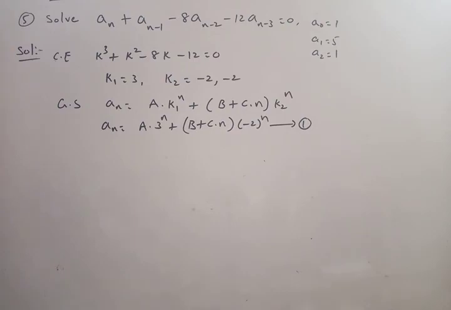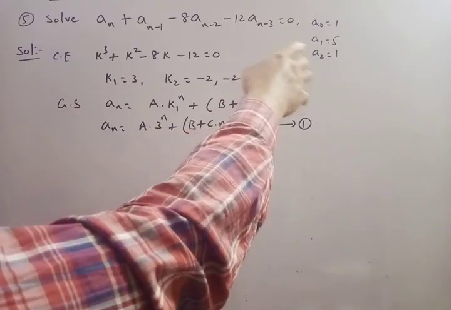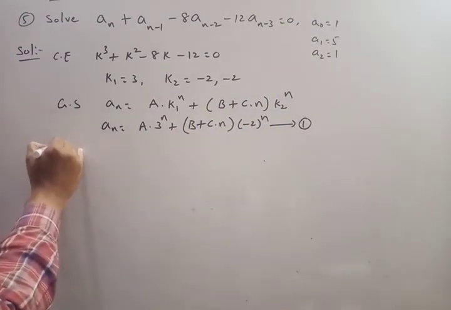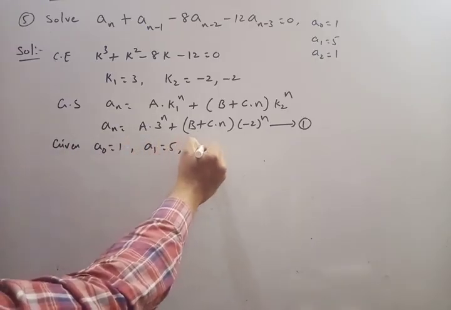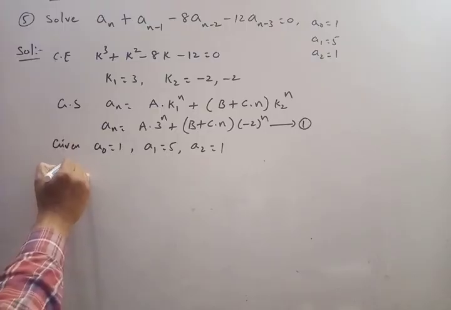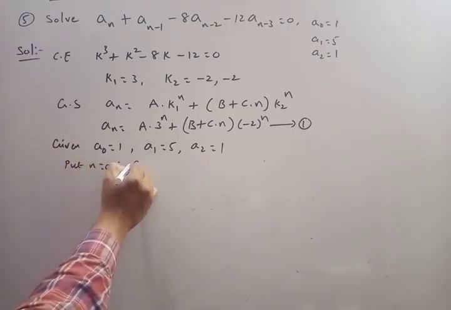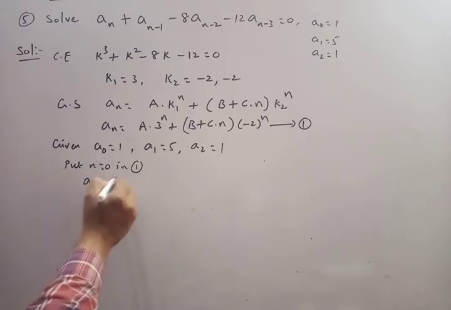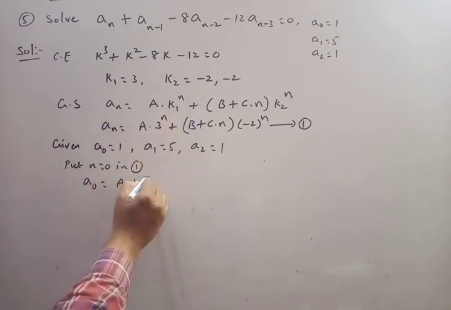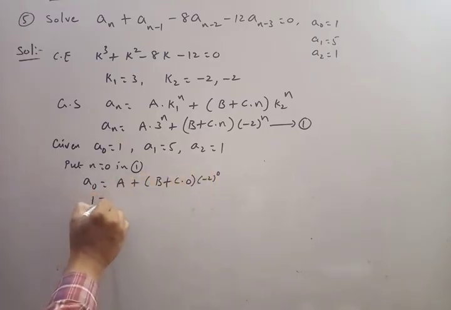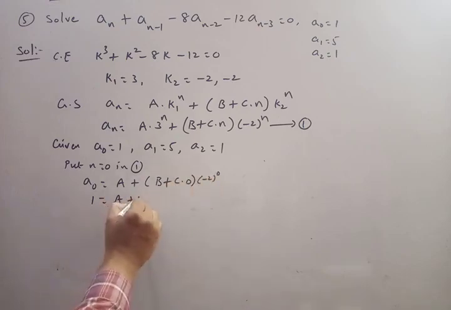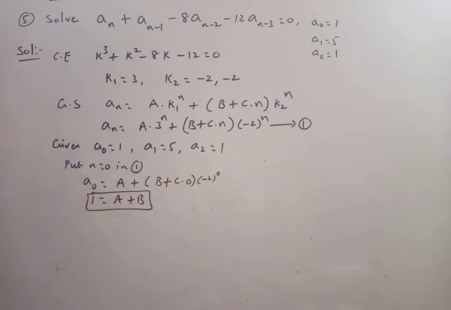Understand? So 3 roots, right? Now the initial conditions. What are the initial conditions he gave here? a0 is equal to 1, a1 is equal to 5, a2 is equal to 1. Substitute here. Put n is equal to 0 in 1. So what do I get? a0 is equal to a into 3 power 0, anything power 0 is 1, so b plus c into 0 into minus 2 power 0. So a0 is 1, I get a plus b is equal to 1. A plus b is equal to 1.